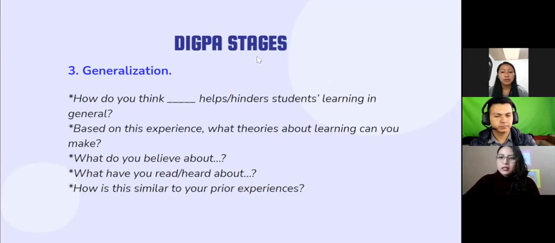When you're generalizing, you have to have a background or think about some theories or some literature that you have read about what happened in your activity.